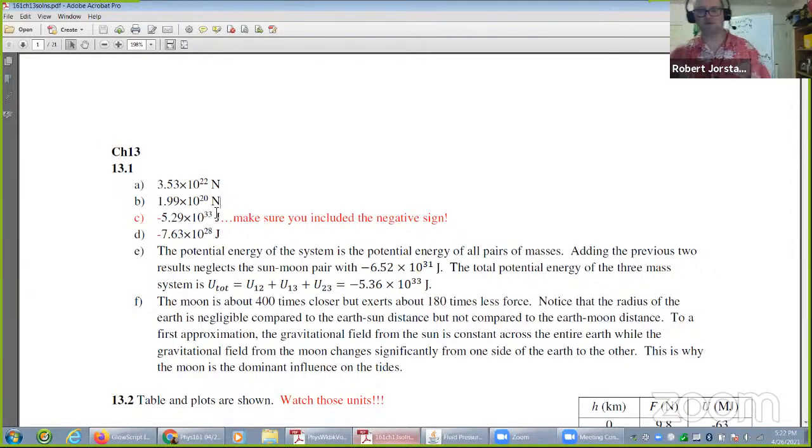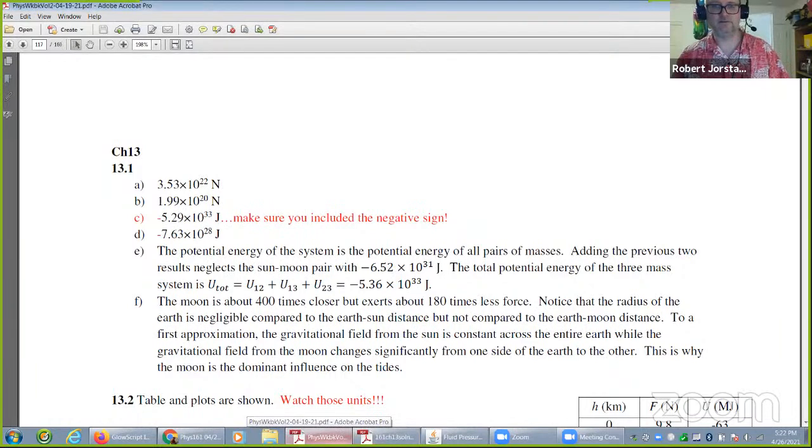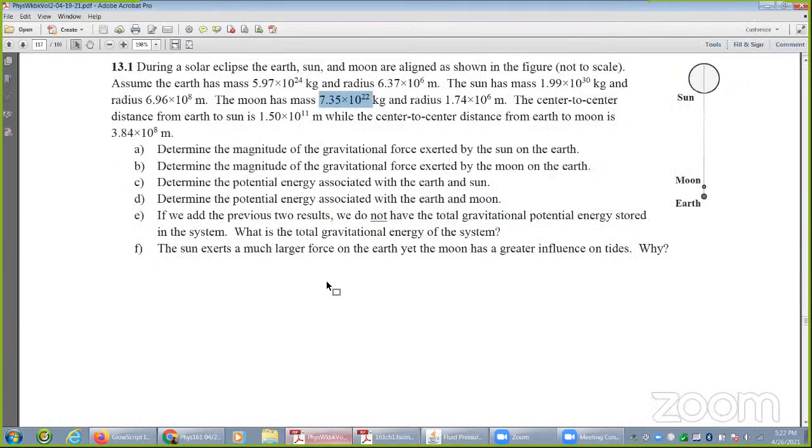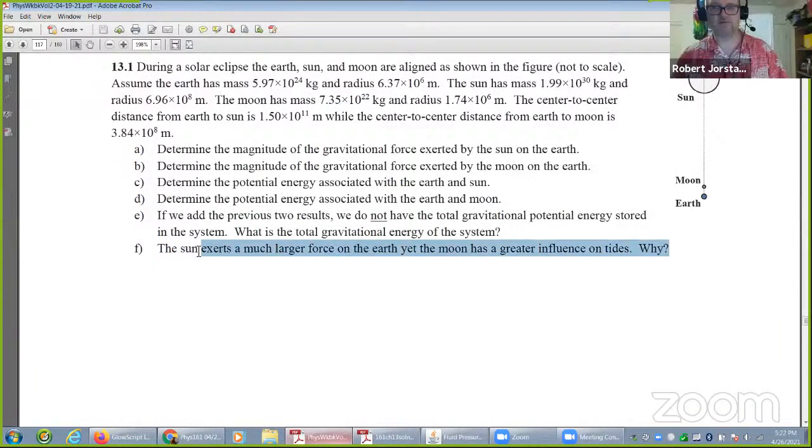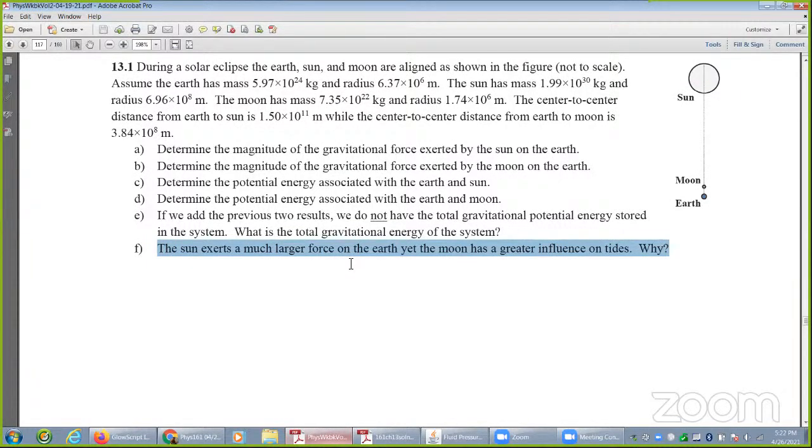So which object affects the Earth's tides more? Do you know? The moon? The moon. So here's a question for you. The sun exerts a much larger force, about 100 times larger, yet the moon has a greater influence on the tides. Do you guys have any idea why? It's okay if you don't, but I'm curious if you have a guess. Is it because the moon rotates around the Earth faster?